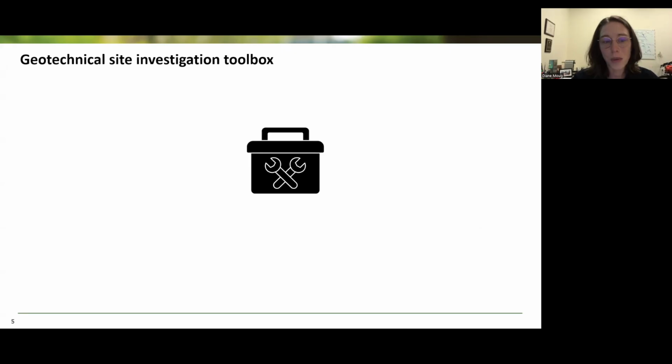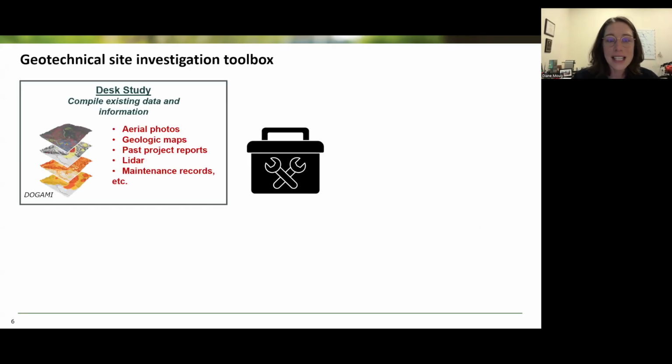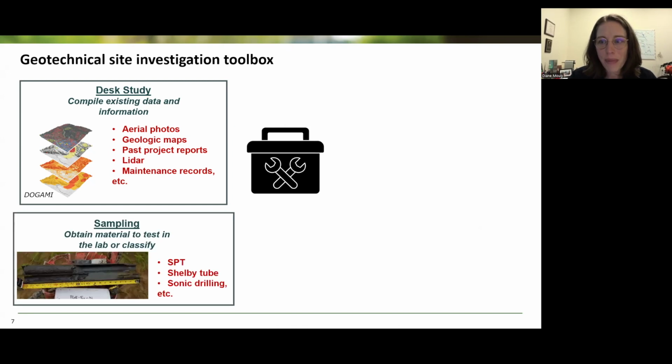One of the first tools we'll use is a desk study. And this is taking all available information that we have about a site. That includes geologic maps, aerial photos, Google Earth images, past project reports, nearby projects. How did they perform? What kind of design did they use? LiDAR, maintenance records of the area, anything you can get your hands on that gives you some information about engineering and the subsurface in the area.